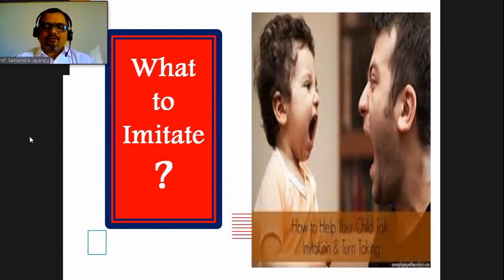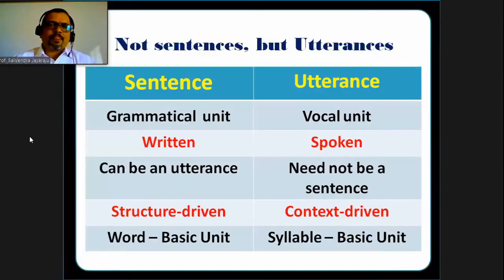But this morning, for a better understanding of imitation, I would like to draw your attention to a notion called utterance. Sentence we know, but utterances, not sentences. What is the difference between utterance and sentence? Let us try to understand this. Whenever our people try to join a spoken English course, the teacher begins with grammar. The teacher begins with the sentences.